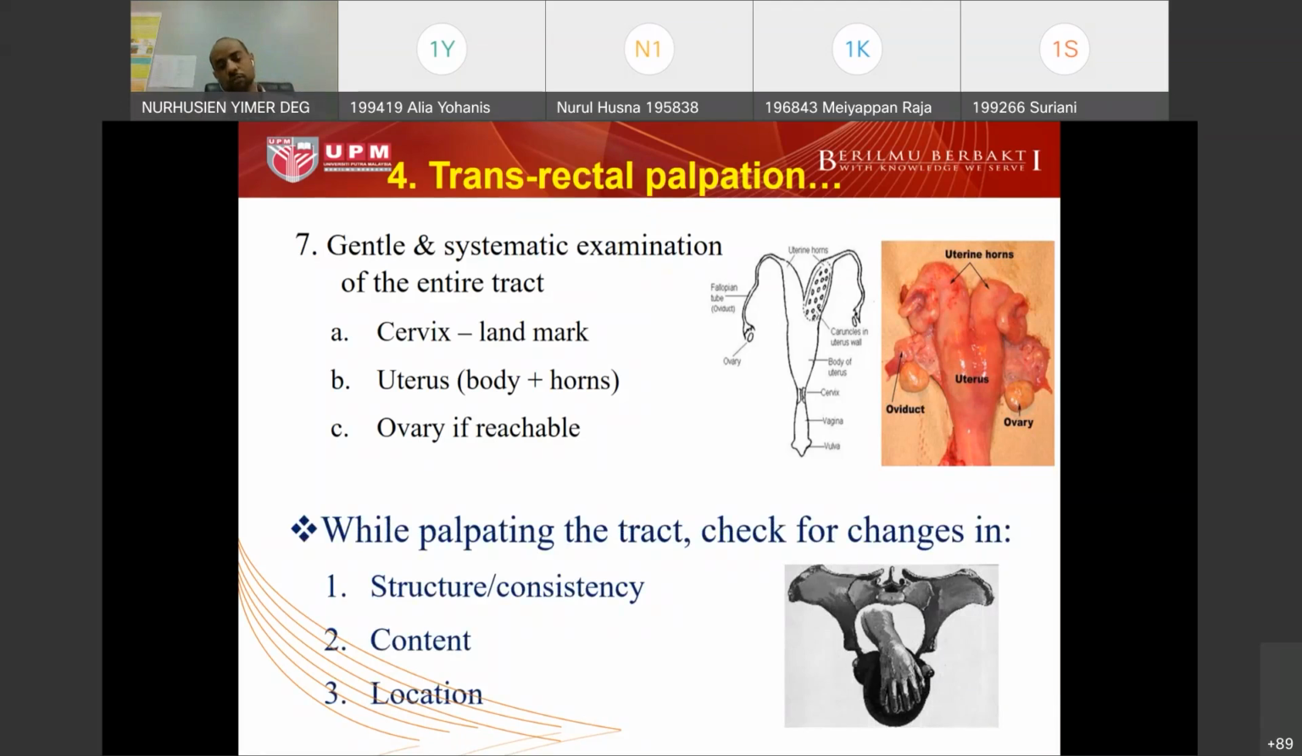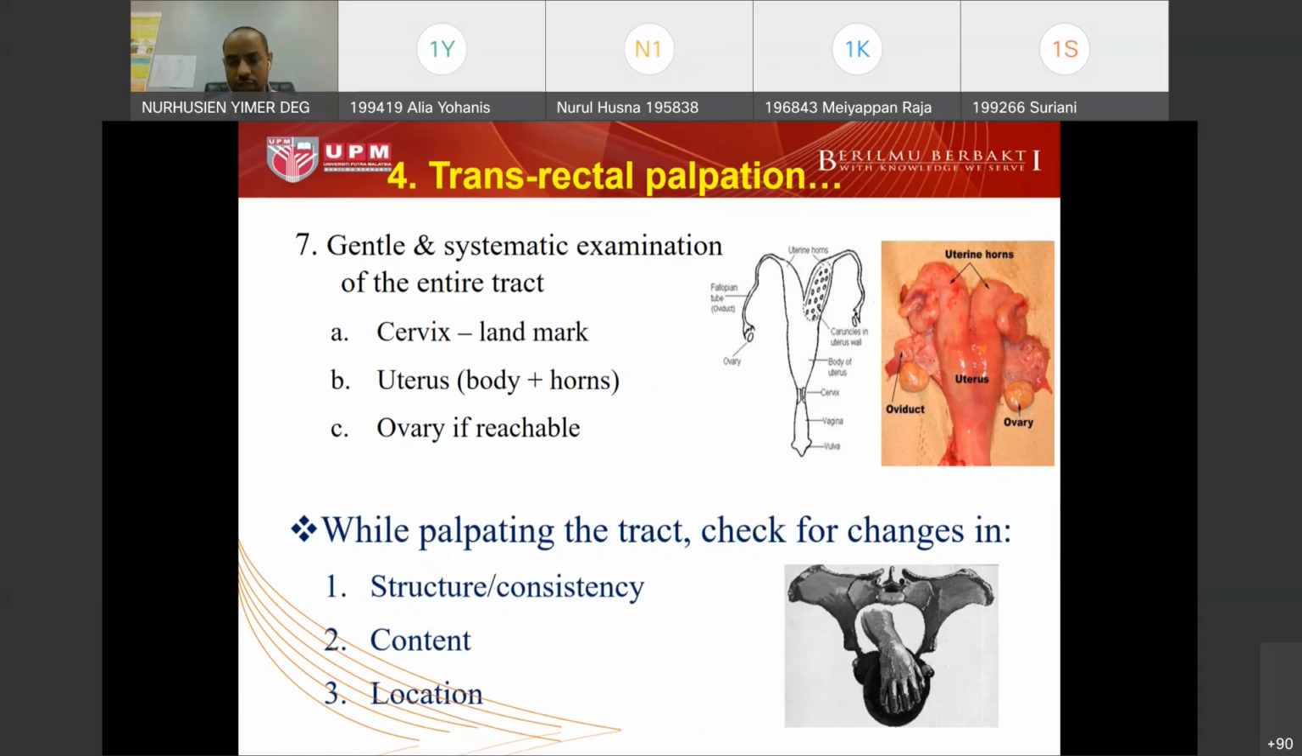So as a general point, while you are palpating, checking all along the way from the cervix up to the ovary, what information are you looking for in order to make a good diagnosis? The information that you are expected to gather can be categorized in general into three different categories. One is the change that you expect related to the structure and consistency of the various compartments of the reproductive tract.